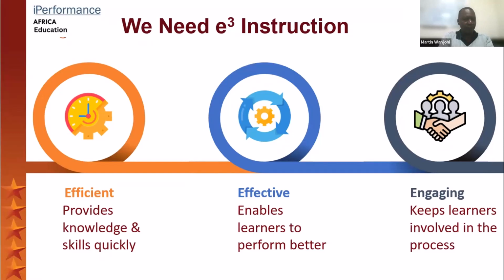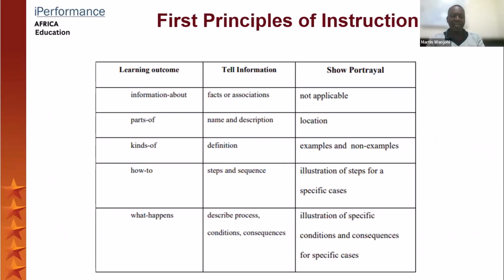So not to inform, and then the learning that one undertakes should help them perform better on their job and so improve on their performance. And then Merrill says that for the training to be engaging, it keeps the learners involved in the process of learning. Now, Merrill went ahead and identified types of knowledge and how to teach them. So you can have knowledge around information about parts, kinds of, how to, and what happens.